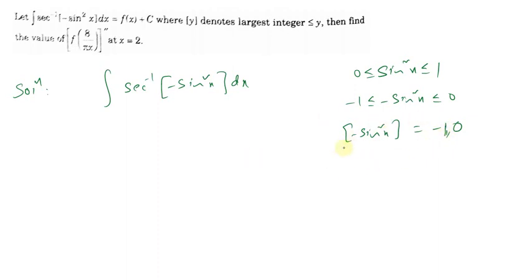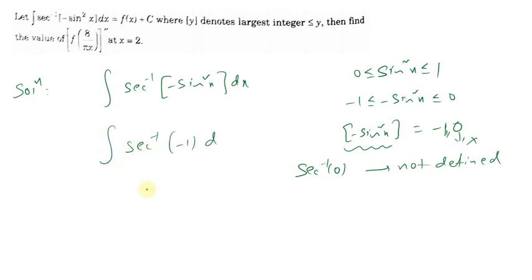Now if I take step of minus sine square x equal to 0, secant inverse of 0 is not defined. Secant inverse of 0 is not defined in this case. So we have to take step of minus sine square x equal to minus 1 only. So the integration of secant inverse of minus 1 dx, and secant inverse of minus 1 is pi only. So you are getting pi x plus c. And given this is f of x plus c, you decide f of x is equal to pi x.